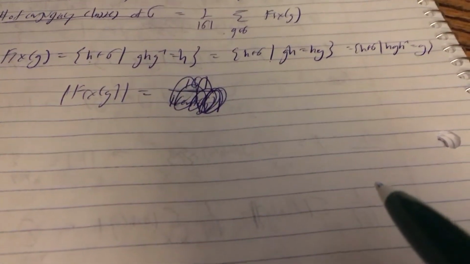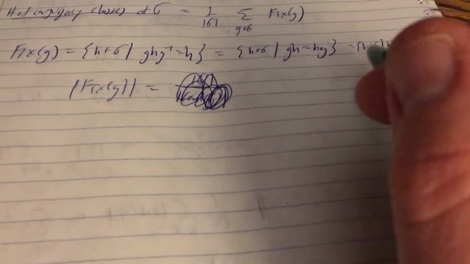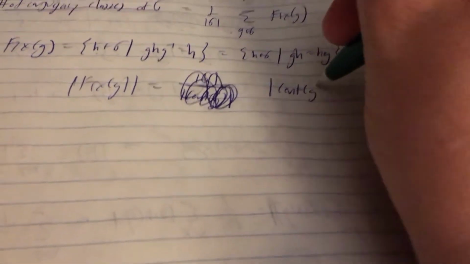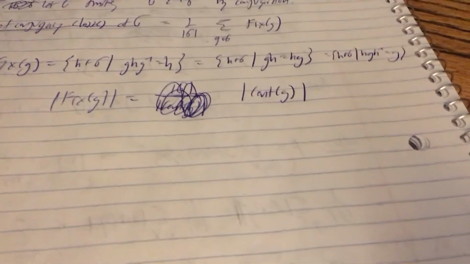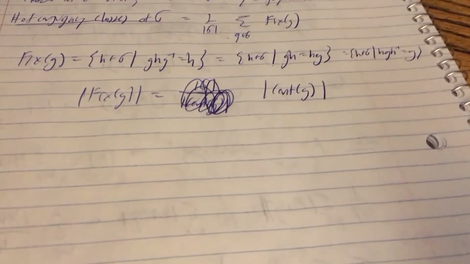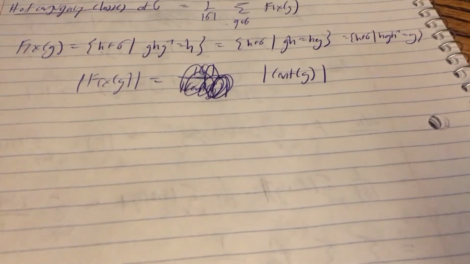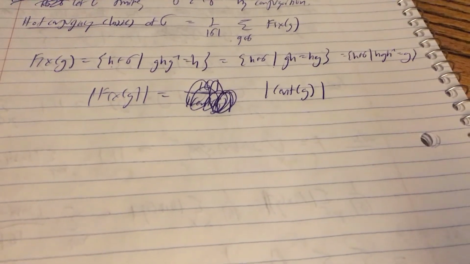The size of fixed G is the size of the centralizer of G, right? So this is H in G, so this is the size of the centralizer of little g. Excuse me, that's kind of why I paused there. I was like, wait, this doesn't make any sense. I apologize there. So the size of fixed G here is the size of the centralizer.